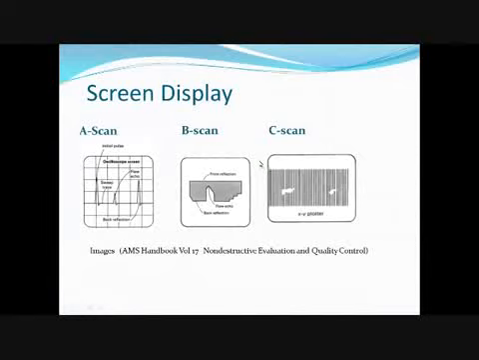There are three scan displays which can be used. These are the A scan, B scan, and C scan systems, as seen below. More information can be found in the AMS Handbook for Non-Destructive Evaluation and Quality Control, and that is also where these images are from.